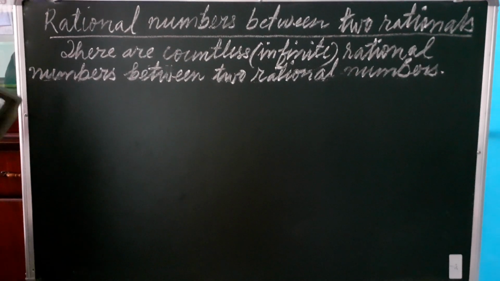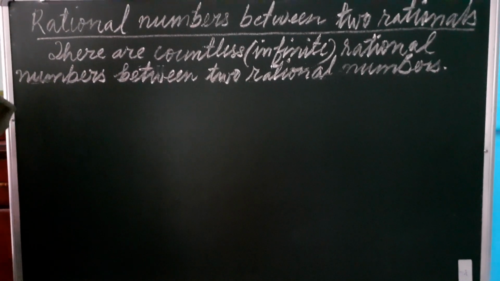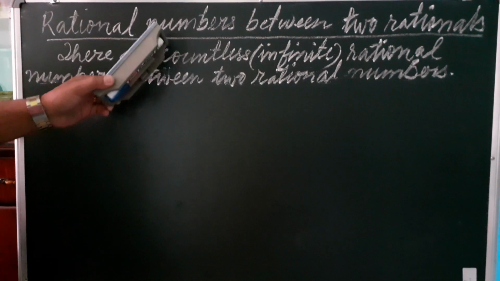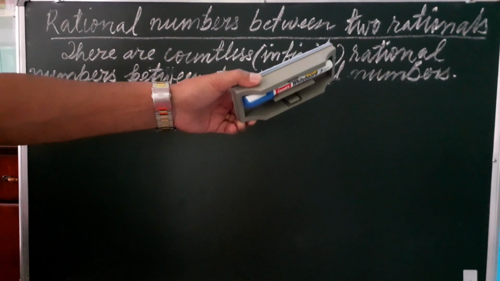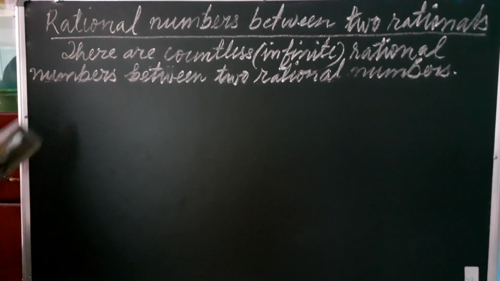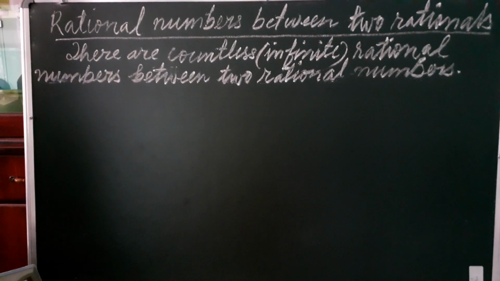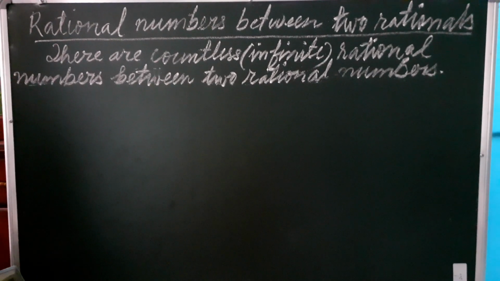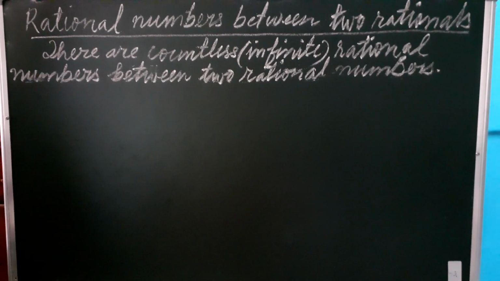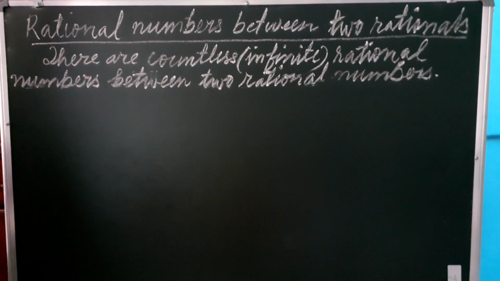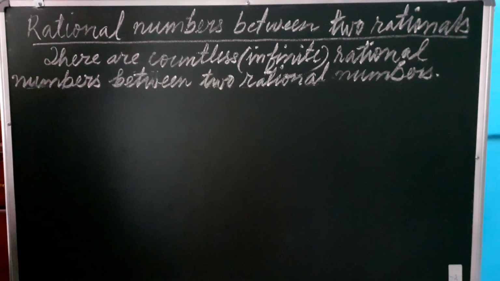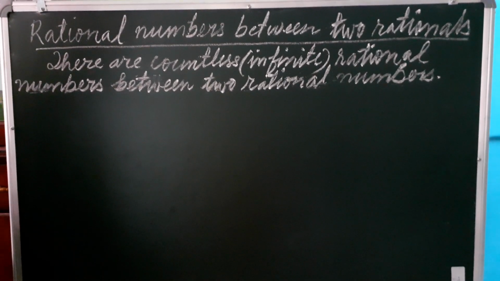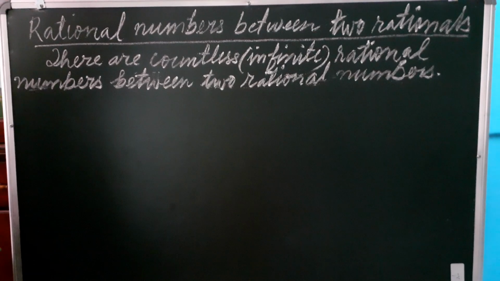Again, we are going to see how to find rational numbers between two rational numbers. There are countless or infinite rational numbers between two rational numbers. And how to find these rational numbers?